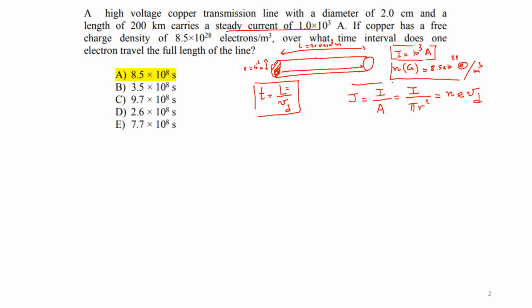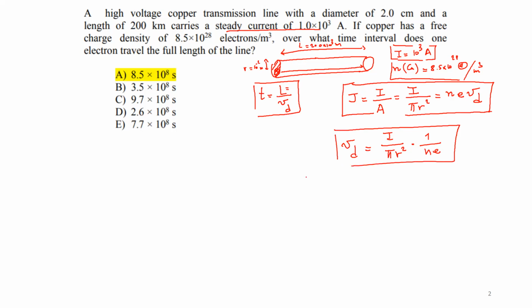So this formula is in your formula sheet, of course. So that means my V drift is just I divided by the cross-sectional area pi r squared, and of course, I divide by N e, that is, multiply by 1 over N e. So this is my V drift.